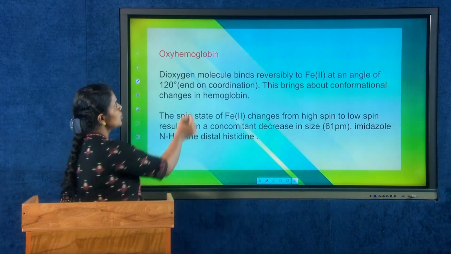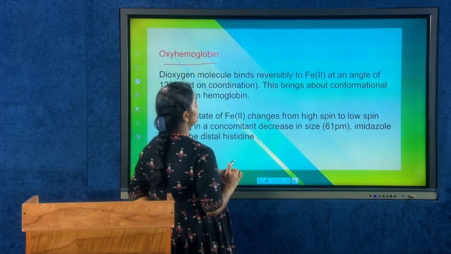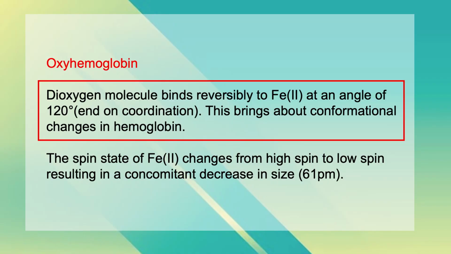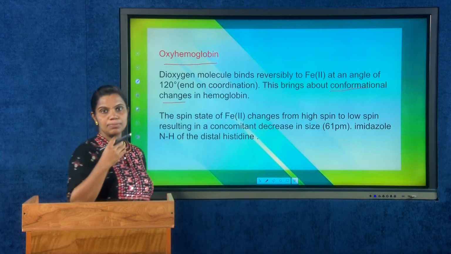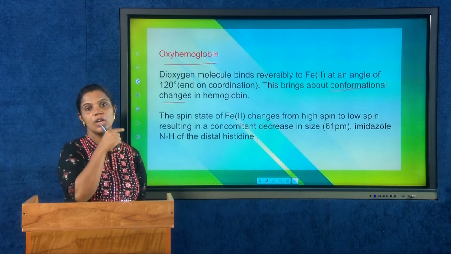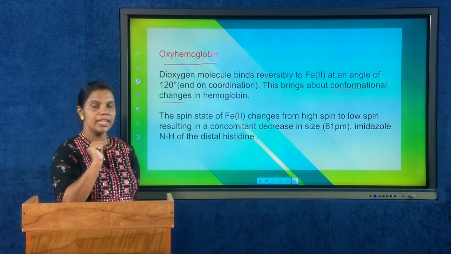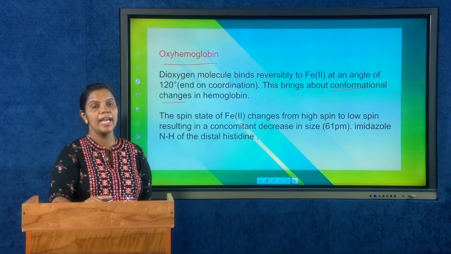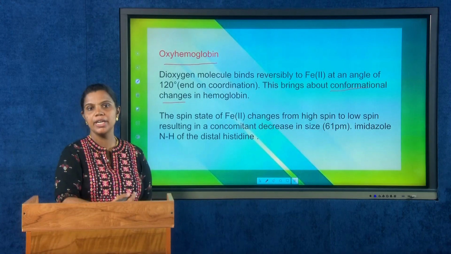Now let us see the structure of oxyhemoglobin. We know that the dioxygen molecule binds reversibly to the Fe2+ at an angle of 120 degrees, and this will bring about conformational changes in hemoglobin. That is, when Fe2+ in the high spin state is getting oxygenated, that is, the oxygen is being coordinated to the Fe2+, what will happen? It will cause conformational changes around the hemoglobin protein chain.